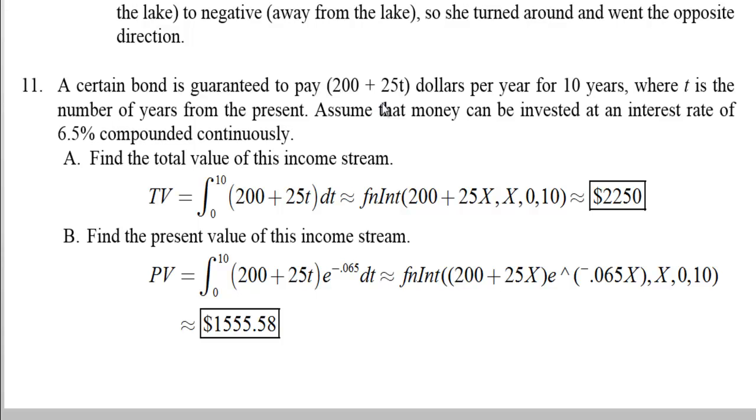Well, since that's a flow rate, you just add up that flow, that is, integrate that flow, for the 10-year period from 0 to 10. We can work that out, because that's an easy one to find an antiderivative of, but we can also use just the integrate function on the calculator, and either way, you're going to get about $2,250.